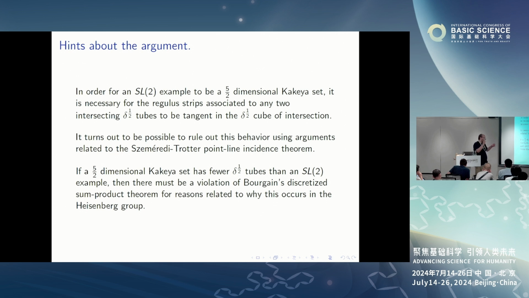If the set of fat tubes is any less in a near example, then there might be some regulus strips, but they aren't quite delta to the 1/2 wide, and so what you have is some picture where each fat tube has some pieces of strips, and the interaction between them violates Bourgain's discretized sum-product theorem.